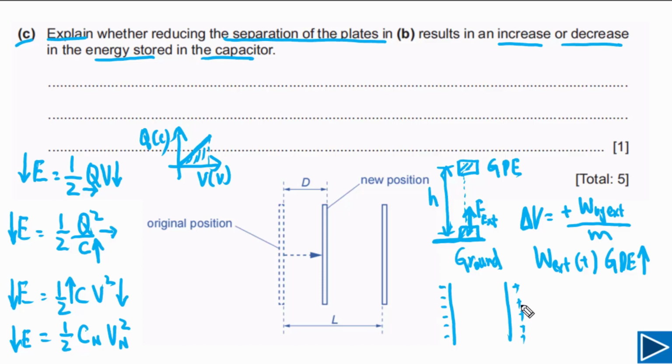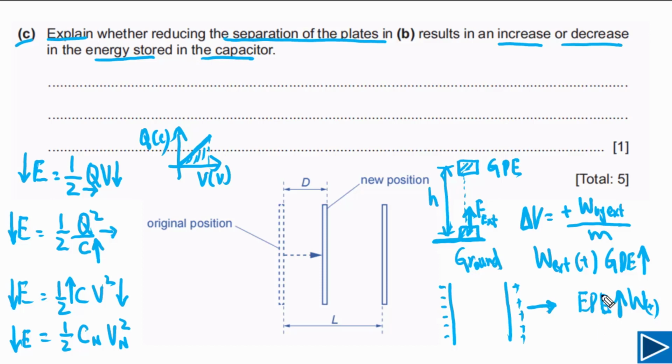Now if we move this positive plate this way, the work done by external agent, that work done is positive. So in this case, the electrical potential energy has to increase. So if we move this one away, simply we can say electrical potential energy will increase because work done by external agent is positive.